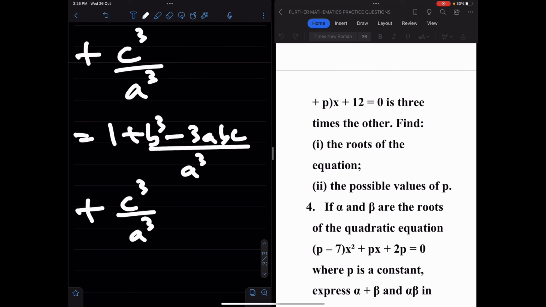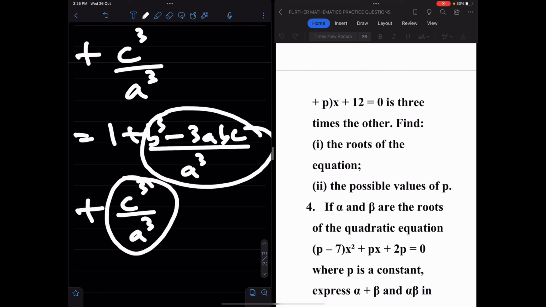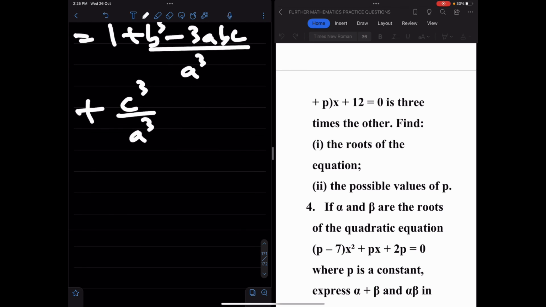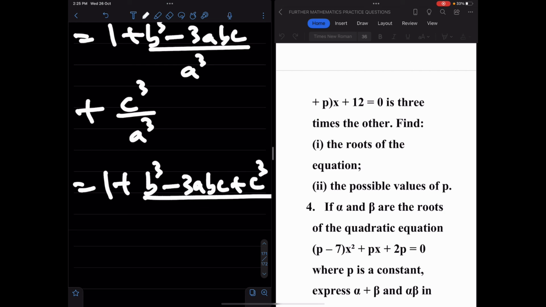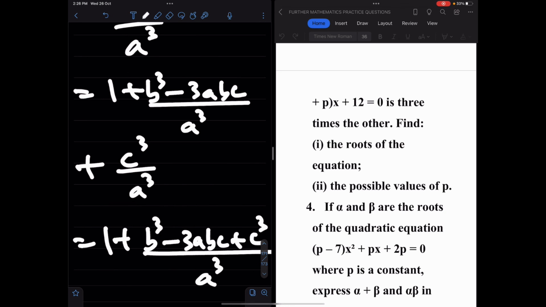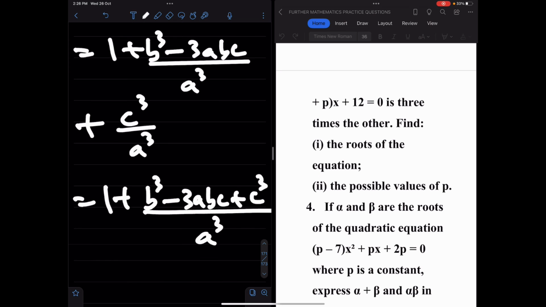We can leave it that way simply, or if we like, these two fractions have the same denominator, so we can put them together as a single fraction: 1 plus b cubed minus 3abc plus c cubed over a cubed. And I can just leave my answer that way. Whether you stop here or here, it's still the same thing. You can express the answer in whatever form you choose to, as long as it's the same as what it's supposed to be.